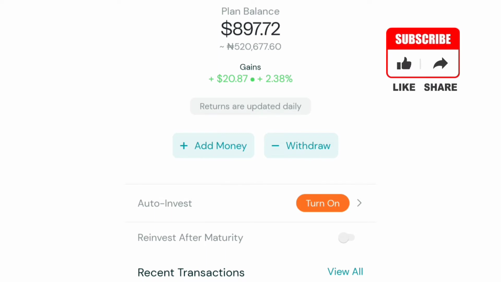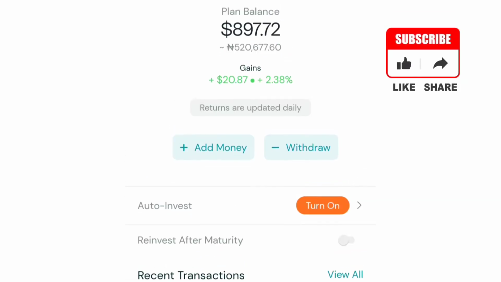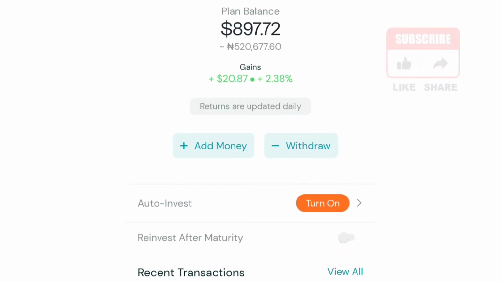The good thing I love about Risevest is that at the time I started saving, I bought dollar for 560 naira, and now dollar is 590 naira. So it gives you a hedge against inflation. Even though the naira is falling, your money is saved in dollar.